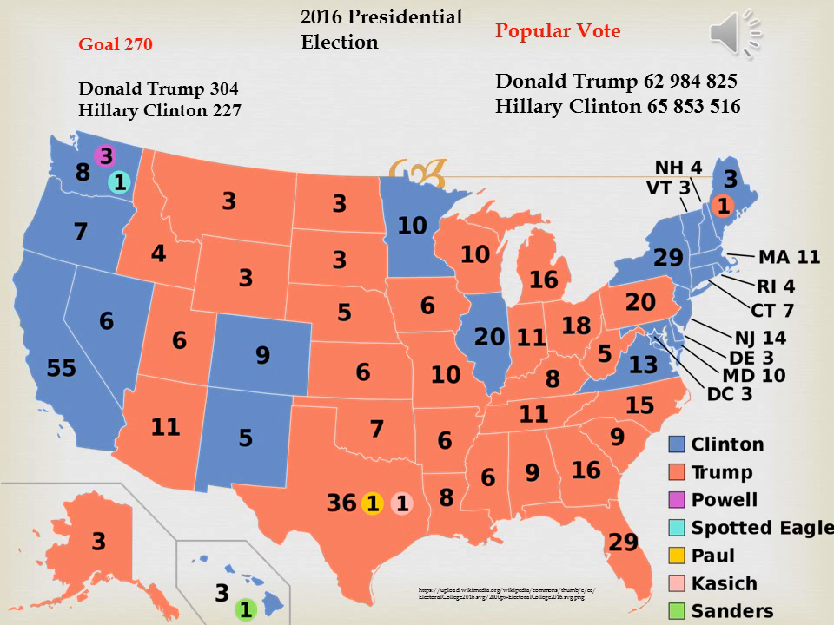So let's take a look at this map. As you can see, in New York State, which tends to vote Democratic, Hillary Clinton easily won that state, and its 29 electors. And California as well, 55 electors right there. These two states have a lot of people.